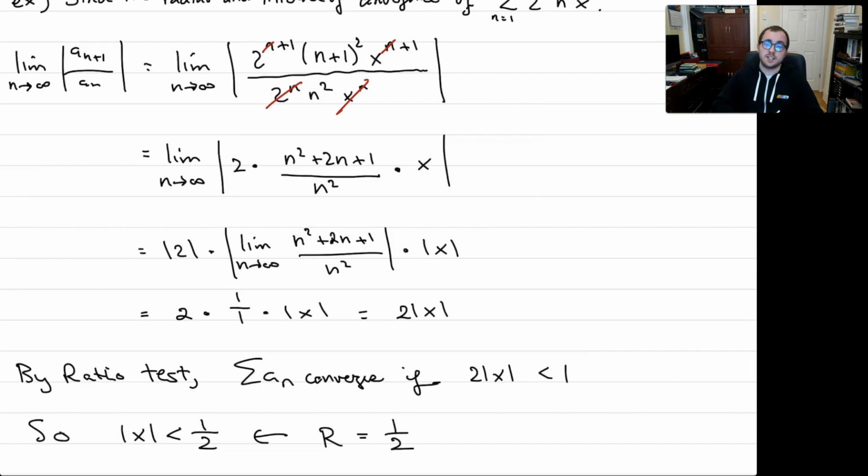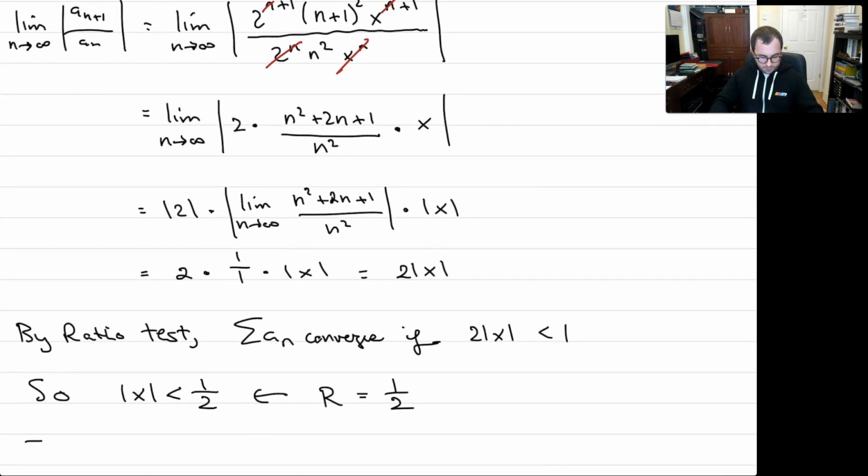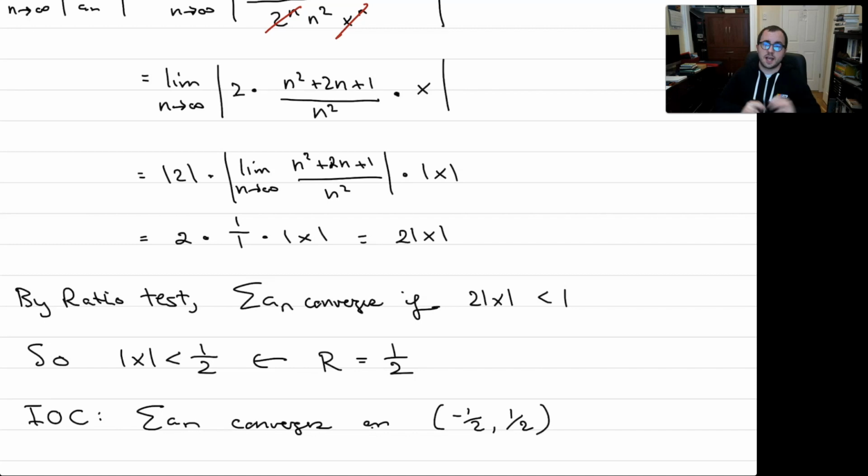Now let's find the interval of convergence. We do know that this series converges on the interval -1/2, 1/2. Because those are the values of x whose absolute value is less than 1/2. If you have the number 2, which is not in this interval, the absolute value is 2. It's bigger than 1/2. So these are all the values of x whose absolute value is less than 1/2.